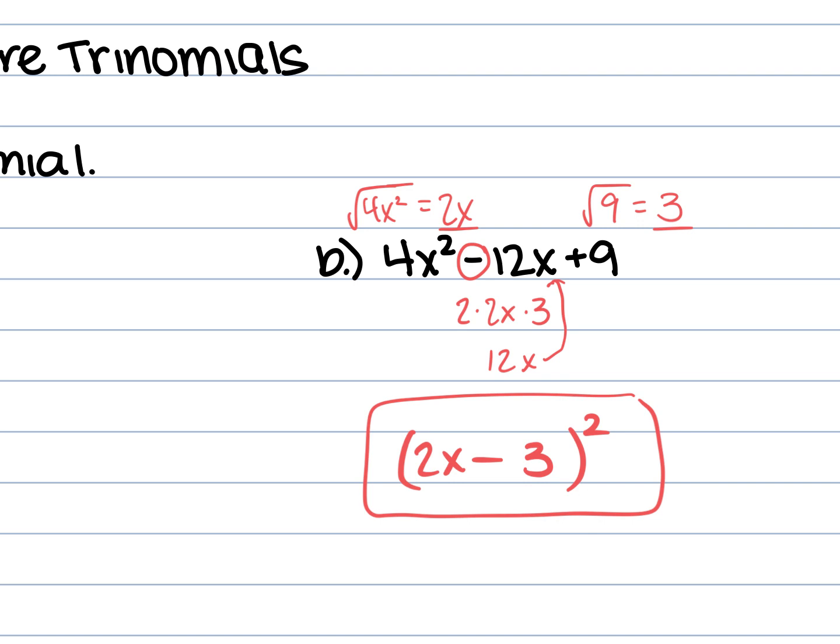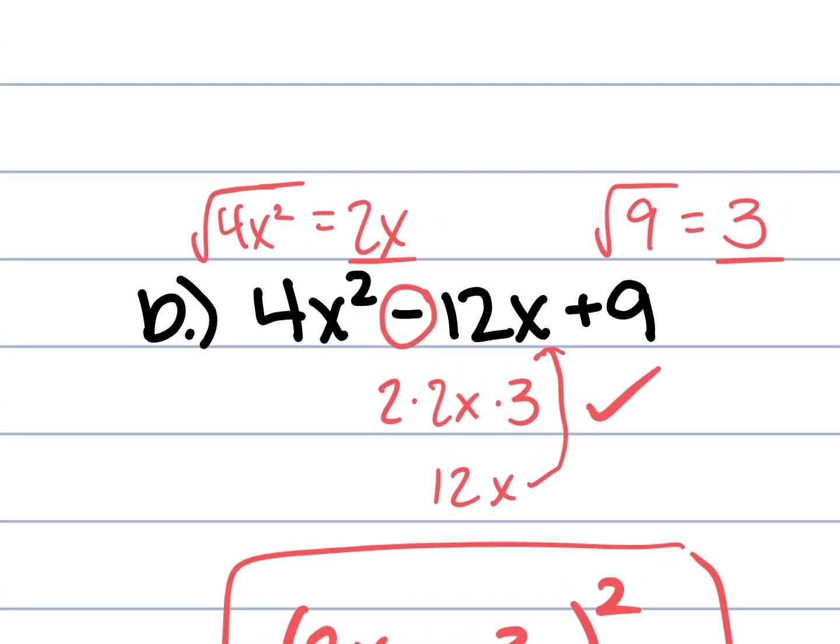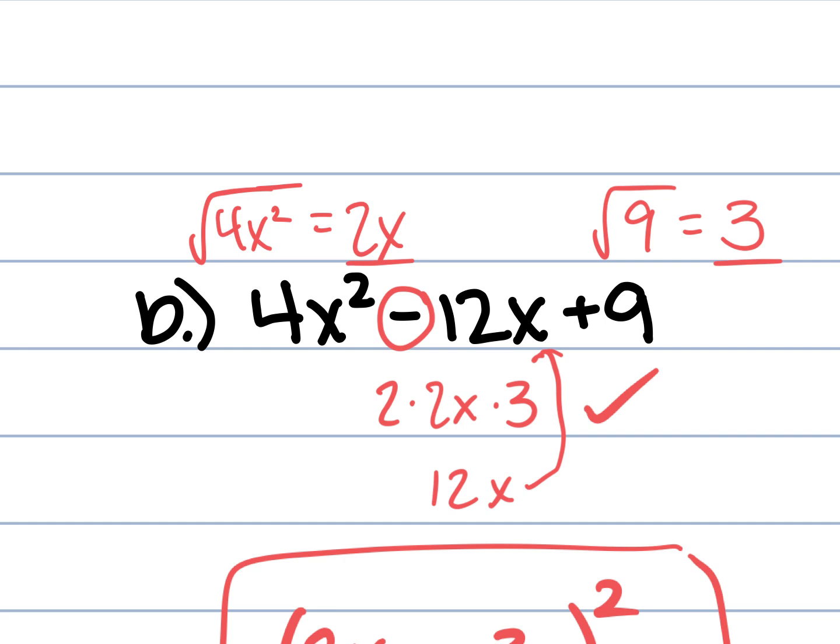Why do we multiply by 2? Where'd the 2 in the 2x come from? Okay, listen up. This middle term will always be 2 times the first and the last term multiplied together. So you take 2, you multiply it by 2x, which is the first one, and you multiply it by the last one, which is 3.